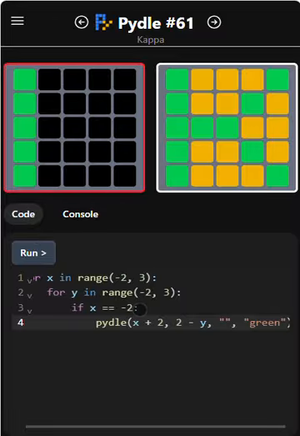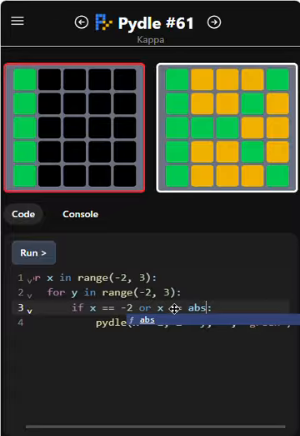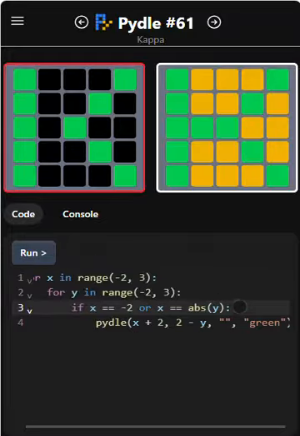That's that one done. Okay, let's do the two diagonals. So I'm going to say or x equals absolute value of y. And that's going to be true for those pixels. And then we've got one more green pixel. And that one, we will just need to compare both x and y.